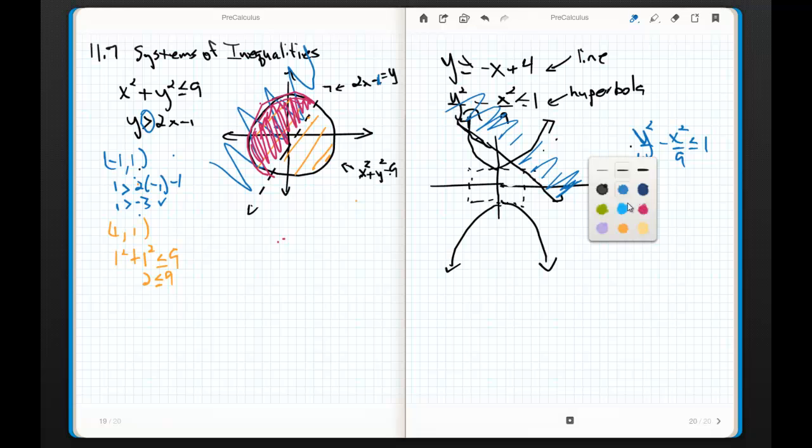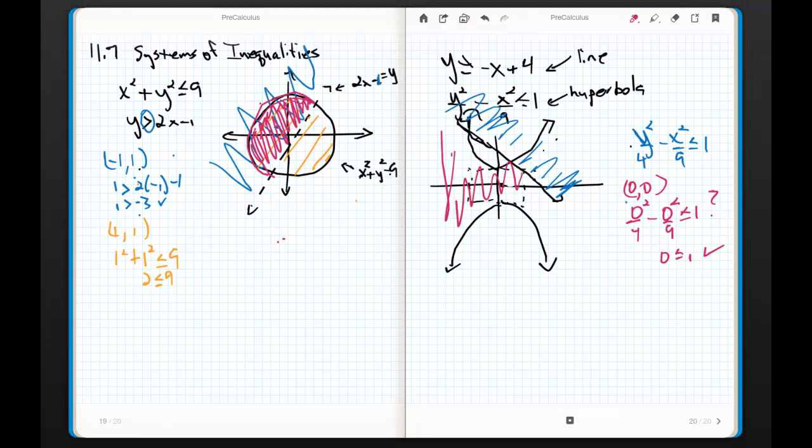We'll pick a point. Let's do it in red. How about 0, 0? That seems to be an easy one. Is 0 squared over 4 minus 0 squared over 9 less than or equal to 1? Well, yeah, last I checked, 0 is less than or equal to 1. Check. So I'm going to shade all of this right here, and then wherever they cross over is my solution. So I'm going to have all of this stuff over here in my solution.